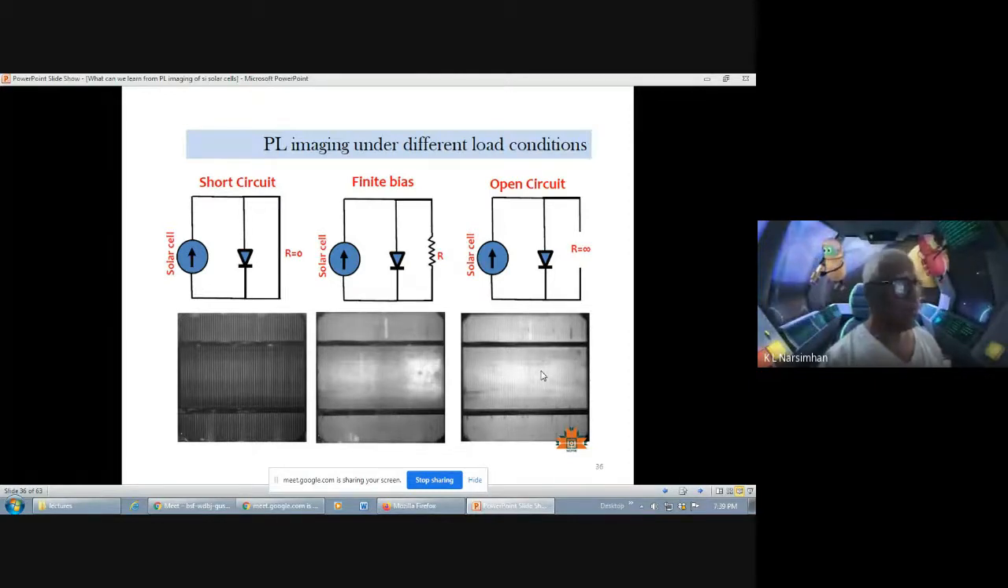On the other hand, when you do open circuit, the current cannot go anywhere. All the generated carriers have to disappear only by recombination. And so this is the brightest image that you will actually have, at open circuit. And then, of course, in between, you can draw different amounts of current, and you will see that the cell is biased differently. And I will show you an example just now.